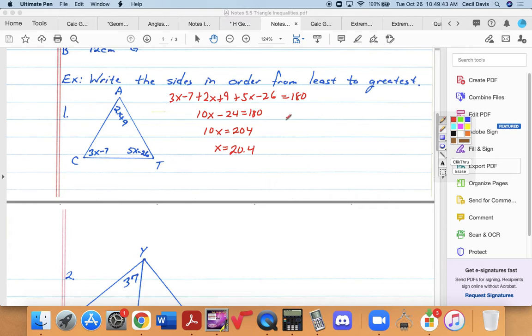So let's see. The measure of angle A is 2 times 20.4 plus 9. See, that's 40.8 plus 9 is 49.8. The measure of angle C would be 3 times 20.4 minus 7. Let's see, that's 61.2 minus 7 is 54.2.